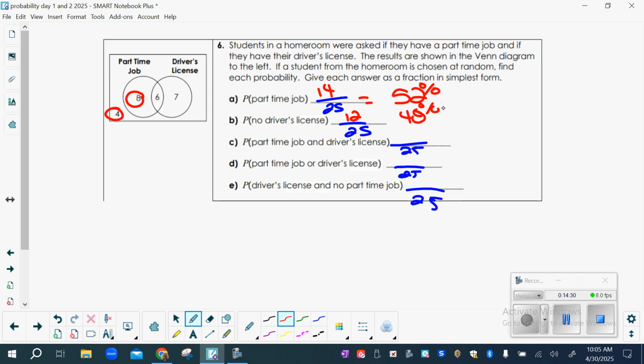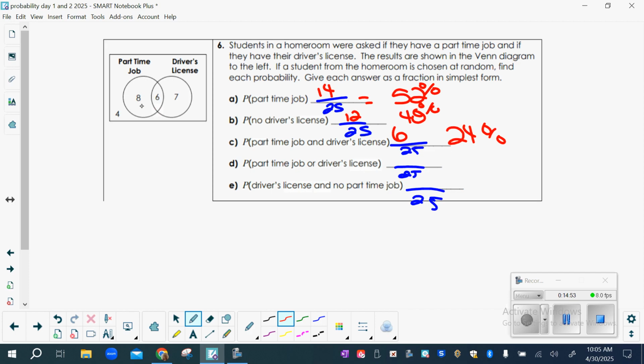Part-time job and a driver's license, you are both. You are the overlap. You're the overlap, and is overlap. So 6 or 24%. Careful on the next one. Here we go. I want nice quiet for me.